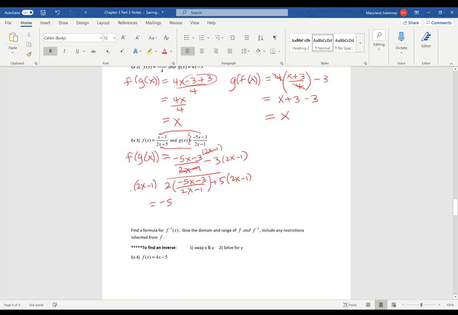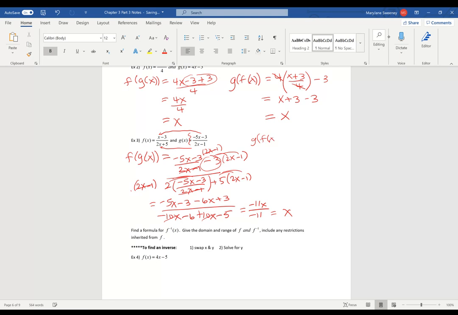Okay, on the top we got negative 5x minus 3. We're going to distribute a negative 3. Here we're going to distribute the 2. Here we're going to distribute the 5. Okay, so on top we have negative 11x. On the bottom we have a negative 11.